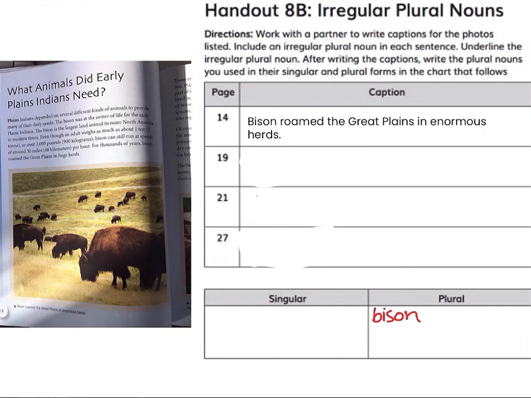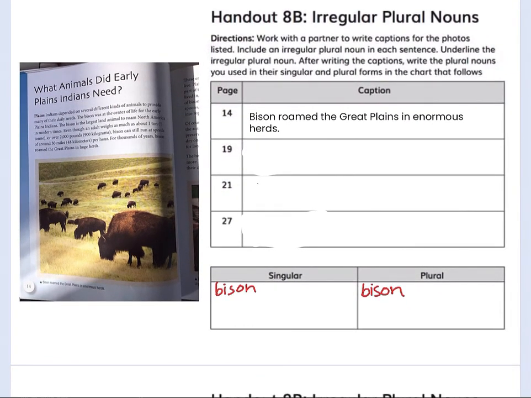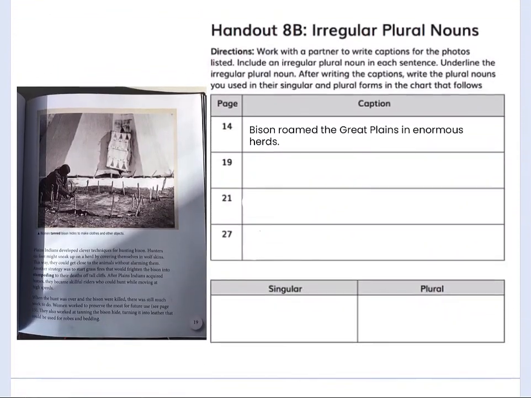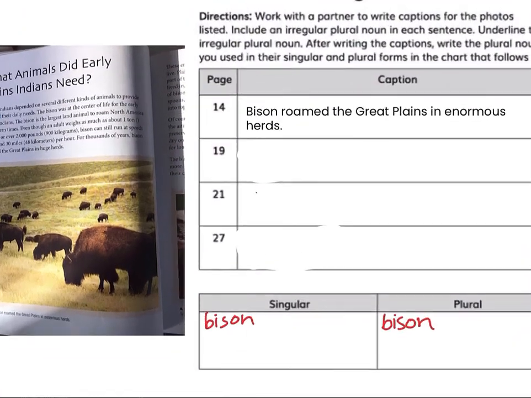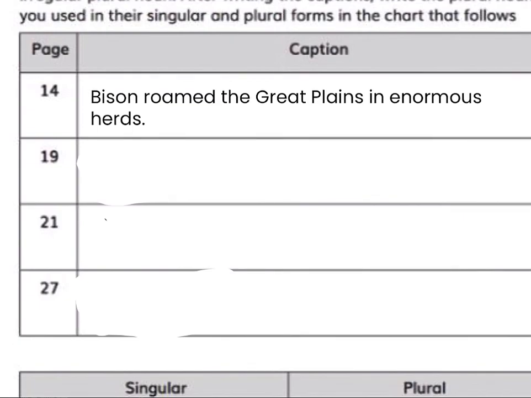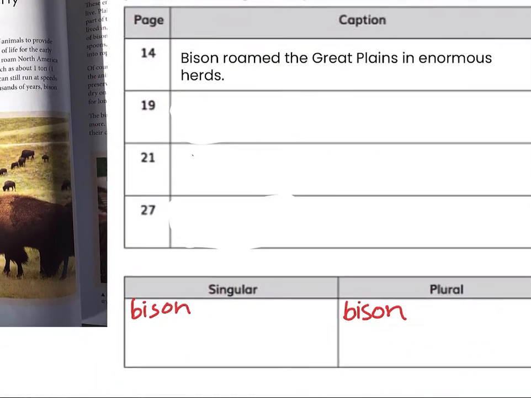What is the singular form of bison? It's still bison. Remember, that's one of those irregular ones where it doesn't actually change. So one bison, many bison. The same thing. We say it the same way. So then you're going to write this in your workbook for page 14. Bison roamed the Great Plains in enormous herds. You can pause the video if you need more time to write that.